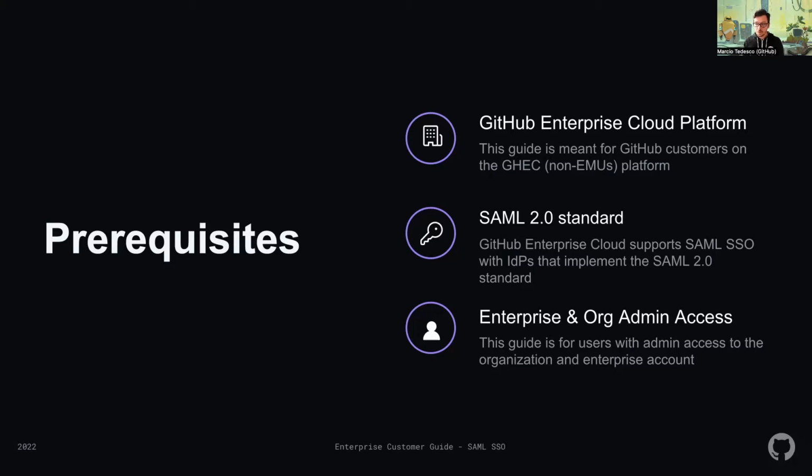Firstly, let's take a look at the prerequisites for this guide. You have to be using the GitHub Enterprise Cloud platform, the non-enterprise managed users version. Also, we are looking at the SAML 2.0 standard, so your IDP has to implement this one. And this guide is for users that have admin access, be it for the organization or for the enterprise account.